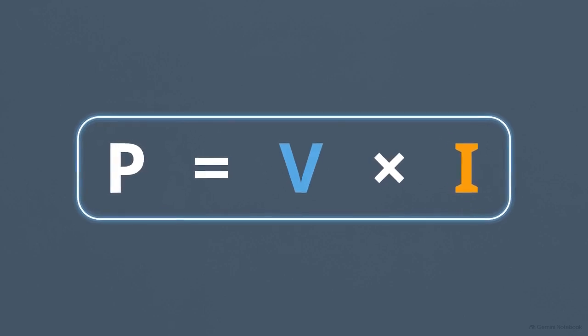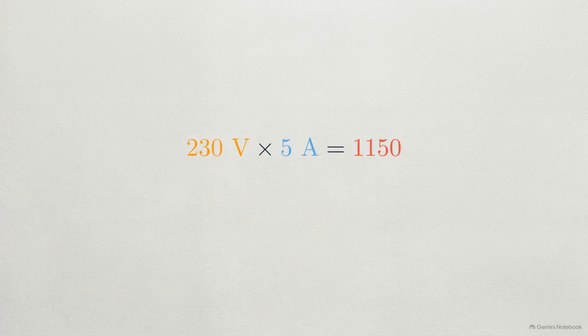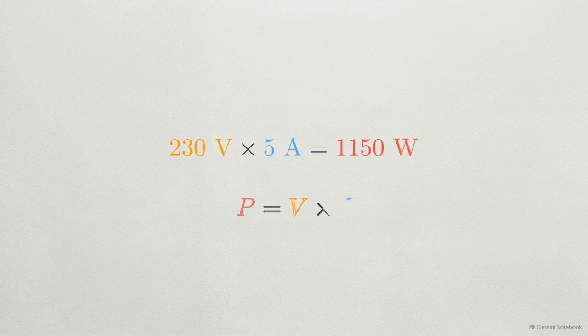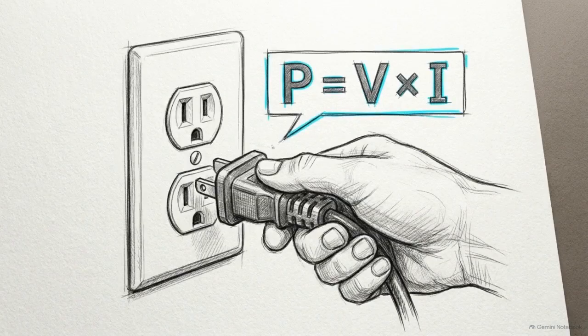Here, we have a device rated for 230 volts with a current draw of 5 amps. Multiplying 230 volts by 5 amps gives us a result of 1,150. This value is measured in watts, the standard unit for electrical power. While advanced tasks might require using resistance-based formulas from Ohm's law, the multiplication of voltage and current is the most direct way to find the power rating of a household load.